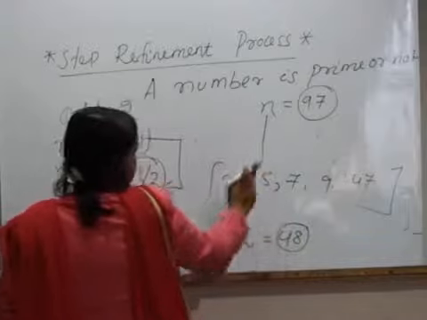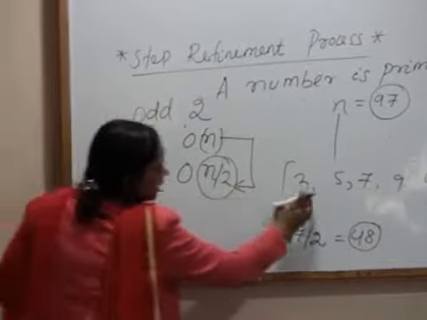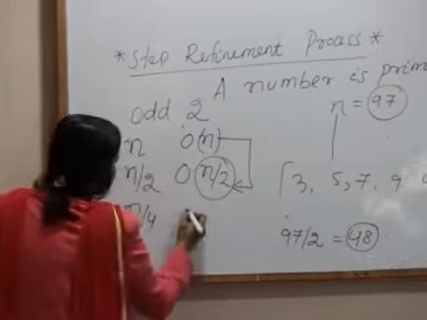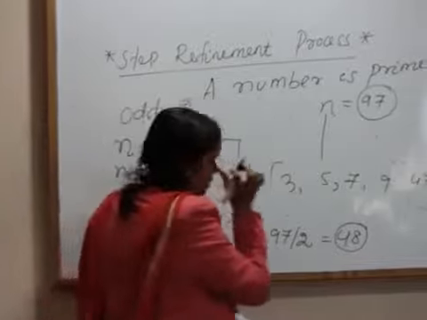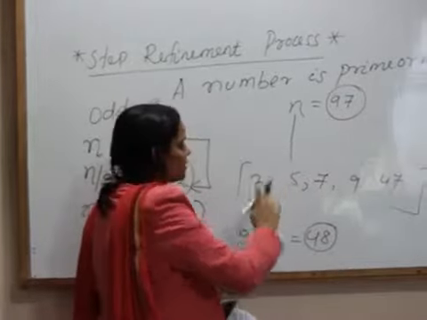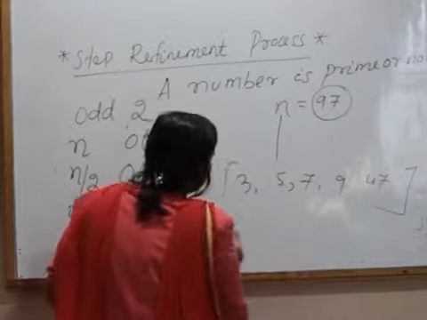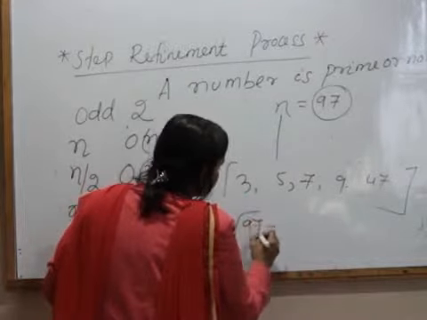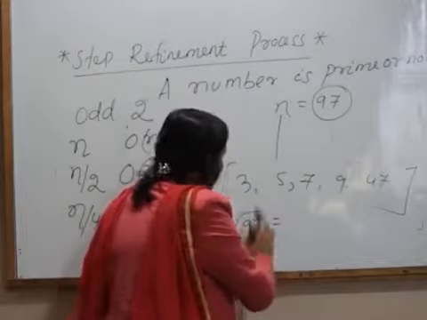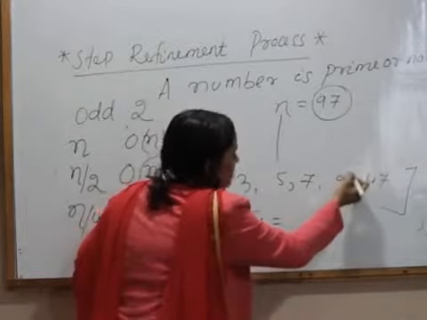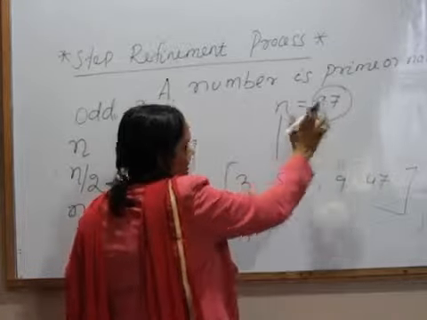Now again, if you are checking this condition, the time complexity will be n by 4, because again you are going for n by 2, order of n by 4. So this is the refinement we have done. Next step, whenever we are saying 47, just think about the square root of 97. Whatever you are getting will be the maximum possible divisor for 97.